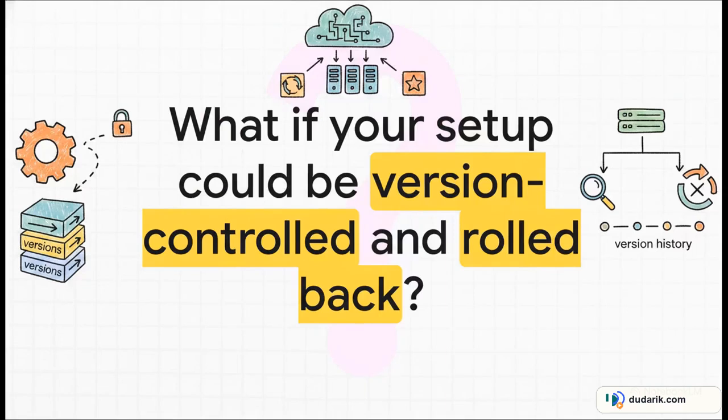So I'll just leave you with this final thought. What if you could treat your entire AI infrastructure with the same care and safety as your most important application code? I'm talking about something you can put in version control, review in a pull request, and roll back with total confidence. That's a really powerful idea.